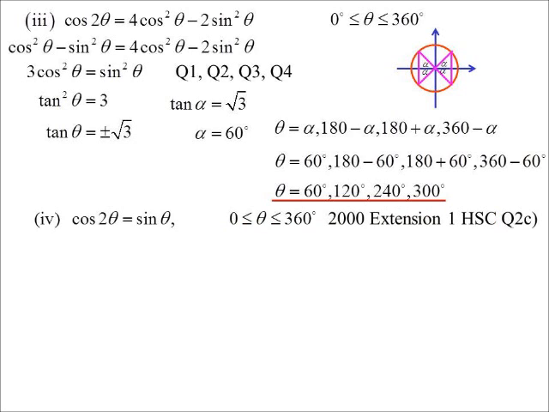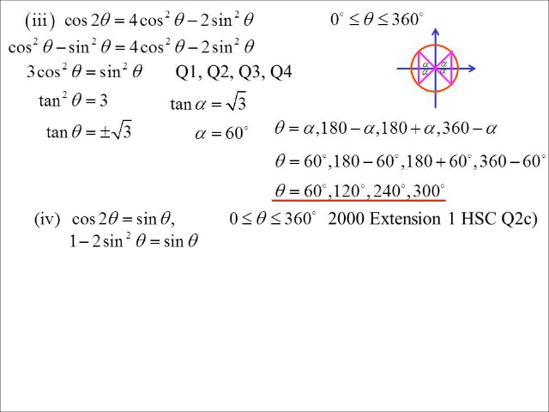Here's one from 2000 paper. Cos 2 theta equals sine theta. Gee, they like these cos 2 thetas, don't they? Possibly it's because we have to make a decision which one to use. Again, I could go cos squared minus sine squared, 2 cos squared minus 1, or 1 minus 2 sine squared. I think in this case it would be logical to go the 1 minus 2 sine squared, so I've only got sines in it.